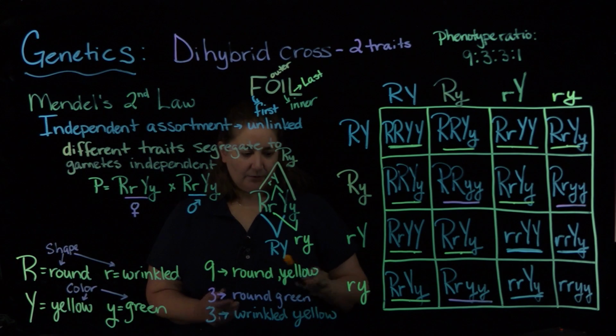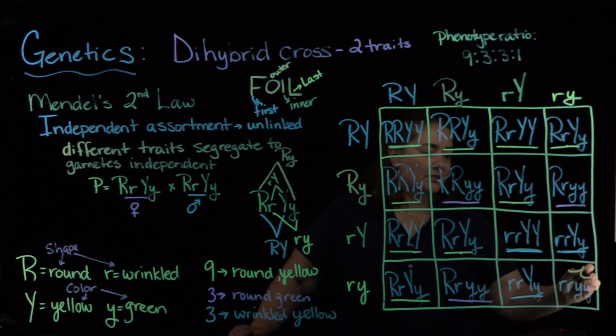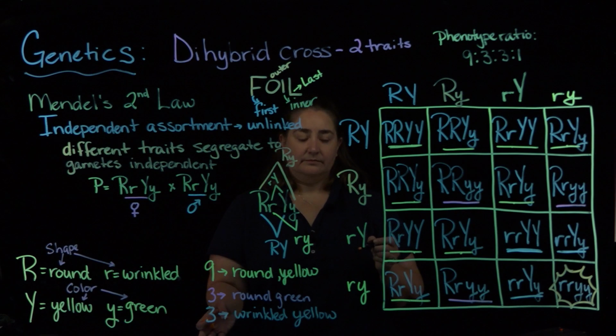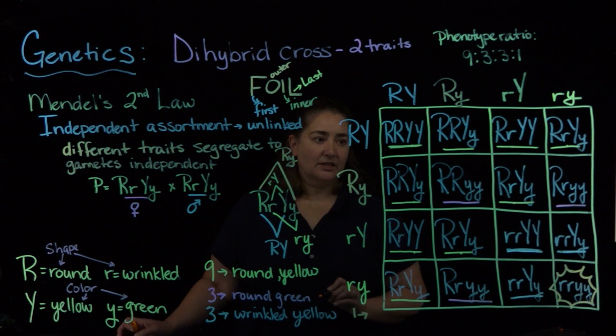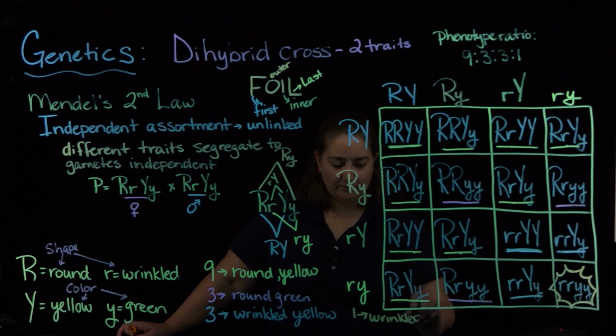Our last one, we'll use the orange marker, okay, is going to be the least common. It's in this box over here, okay? And I can't write any lower on this, so I'm going to write it over here. The one that you're going to get is going to be wrinkled and green.